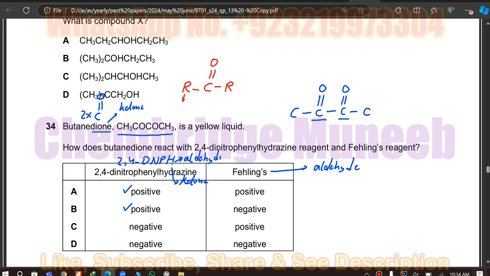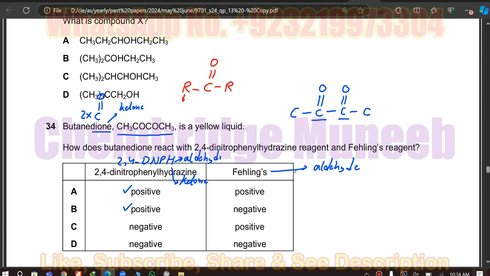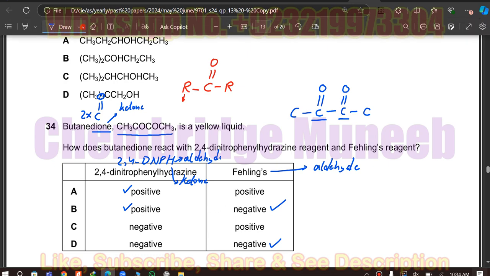So coming back to the question, we will say that the Fehling's reagent will not give a test with the ketone. It can give a test with the aldehyde only. So the column with negative will be the right one. So here the right option becomes option number B.